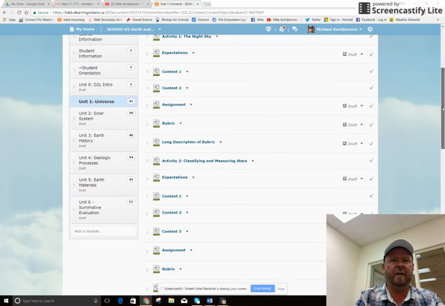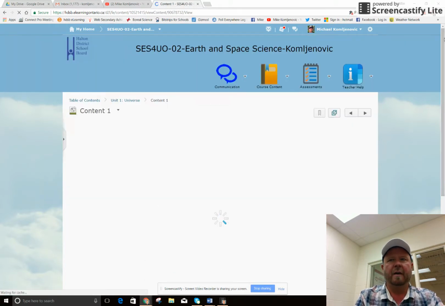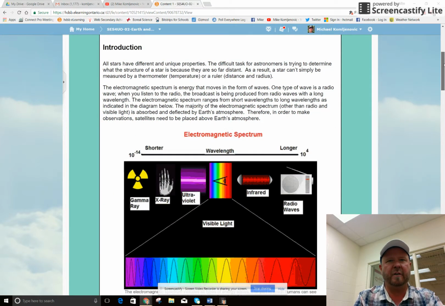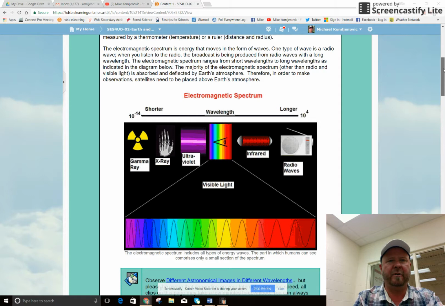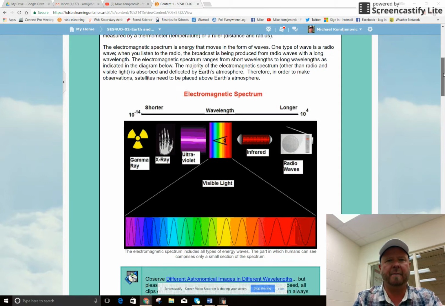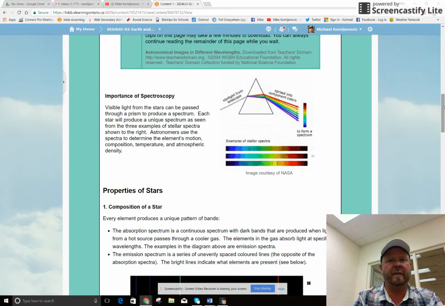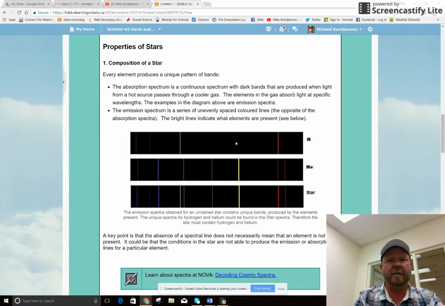This week's activity is about classifying and measuring stars. So if you take a look at the content there, what you're going to be doing is introducing yourself to the electromagnetic spectrum, that is, the characteristics of waves and light that atoms create as they go up and down the different orbitals in the atom. Also, it talks a bit about spectroscopy, properties of stars. This is key. When we look at the spectrum of a star, we can see what the star is made up of by comparing it to the atomic elements and their spectrum: hydrogen, helium, plus all the elements on the periodic table, they have their own characteristic spectrum.